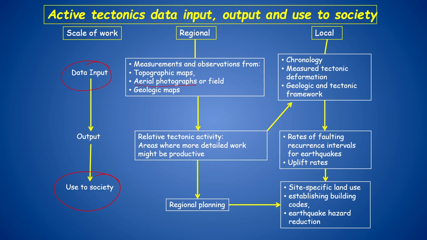So we do that, and then finally this is used for regional planning, and we also incorporate site specific studies and establish building codes. Based on this, the main aim is earthquake hazard reduction. If we know what magnitude earthquake is going to be triggered, and what amount of ground shaking will result from that earthquake, then accordingly the structural engineers and geotechnical engineers will take up studies to develop the building codes.